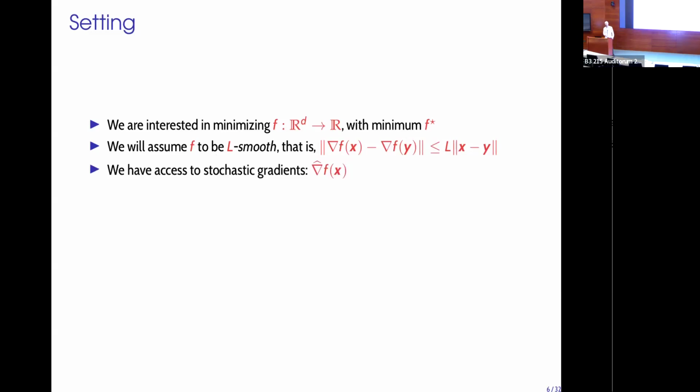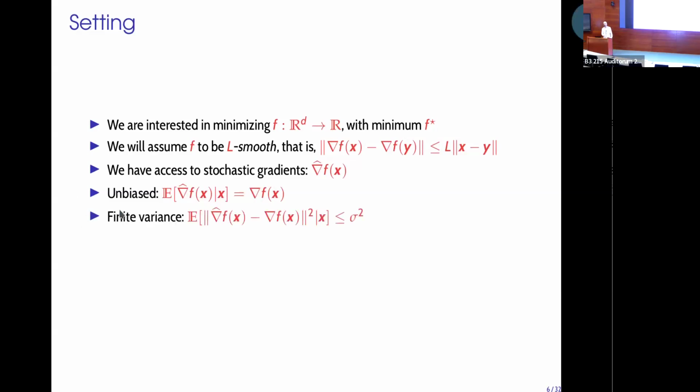We will not assume convexity, of course, and we will assume that we have stochastic gradients, which I will denote with a nabla with a hat on top. For these stochastic gradients, we will assume that they are unbiased. So the expectation, given the particular x at which we are evaluating the stochastic gradient, is equal to the true gradient. We will also assume that we have some finite variance: the norm squared of the stochastic gradient minus the true gradient, conditioned on x, is less than some sigma squared.